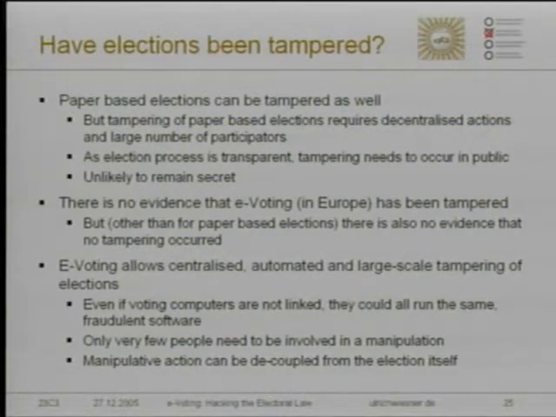And the risk we're running here is that e-voting allows centralized, automated, large-scale tampering. With paper ballots, there might be tampering as well, but it all has to be local, and it all has to be done in public. With e-voting, this can all be done before the election and at large scale, and nobody would know.